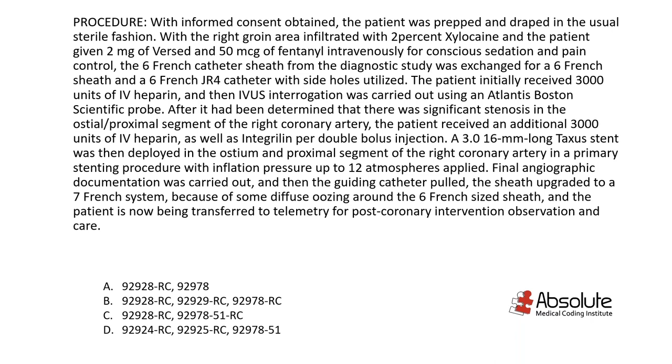After it had been determined that there was a significant stenosis in the ostioproximal segment of the right coronary artery, the patient received an additional 3,000 units of IV heparin as well as Integrilin per double bolus injection. A 3.0 by 16 millimeter long Taxus stent was then deployed in the ostium and proximal segment of the right coronary artery in a primary stenting procedure with inflation pressures up to 12 atmospheres applied.